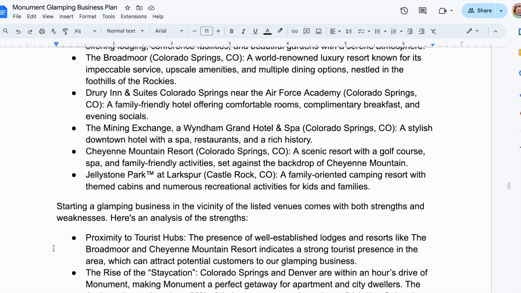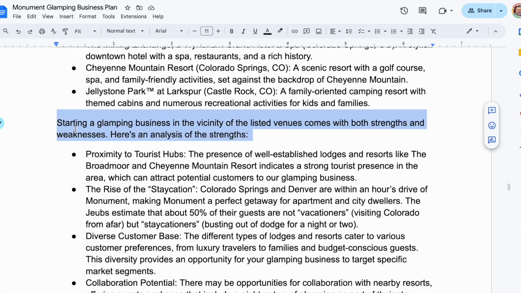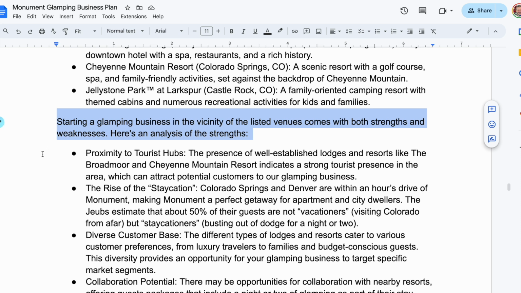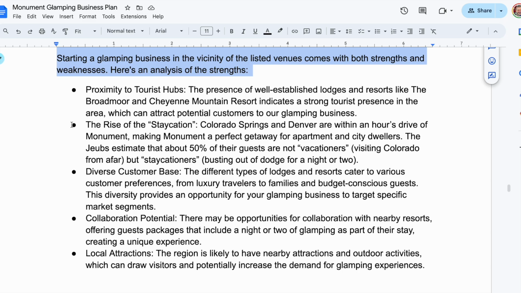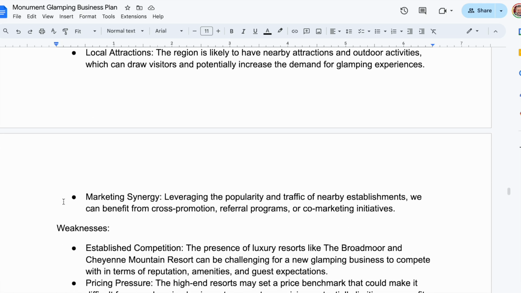So I just quickly explain all of them. And then I say starting a glamping business in the vicinity of the listed venues comes with both strengths and weaknesses. Here's an analysis of the strengths: proximity to tourist hubs, the rise of the staycation, diverse customer base, collaboration potential, local attractions, marketing synergy. I just go through and I give a strong argument of strengths.